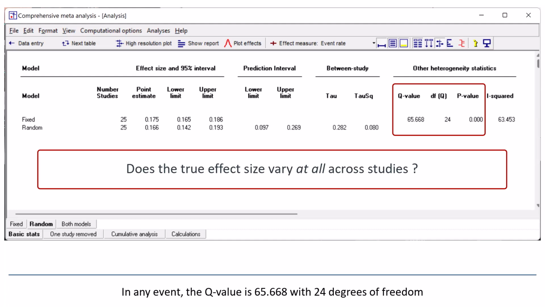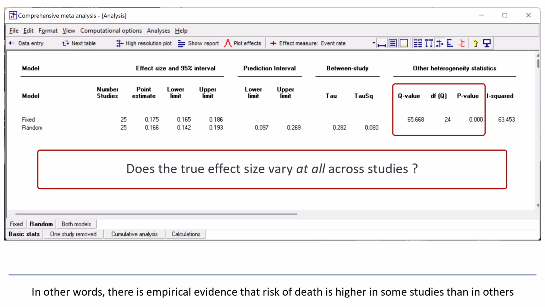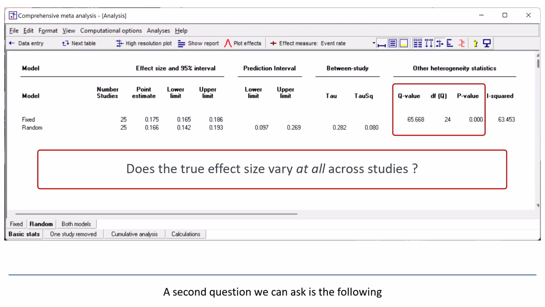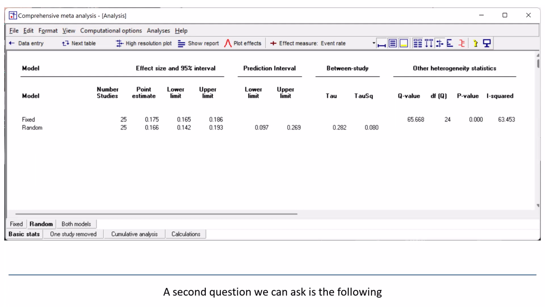In any event, the Q value is 65.668 with 24 degrees of freedom and a p-value of less than 0.001. In other words, there is empirical evidence that the risk of death is higher in some studies than in others. The second question we can ask is the following.